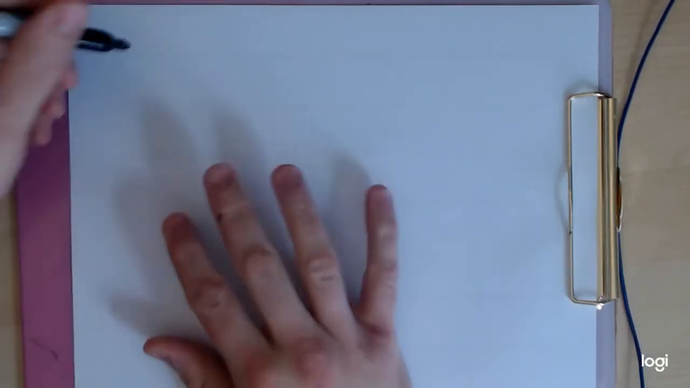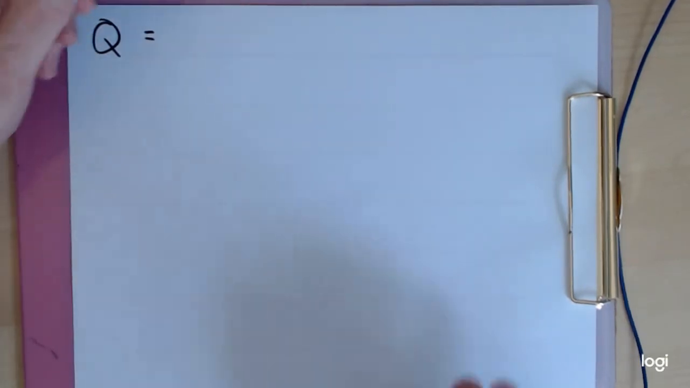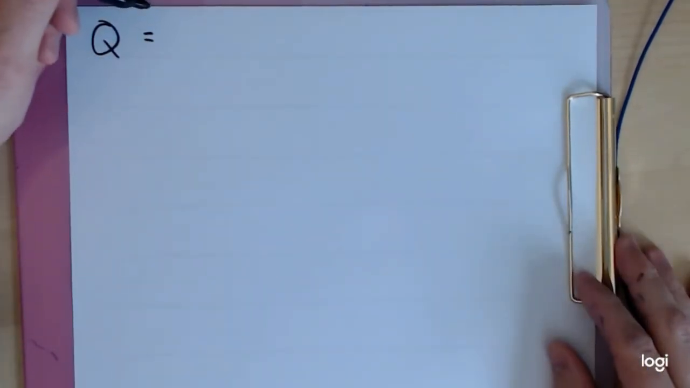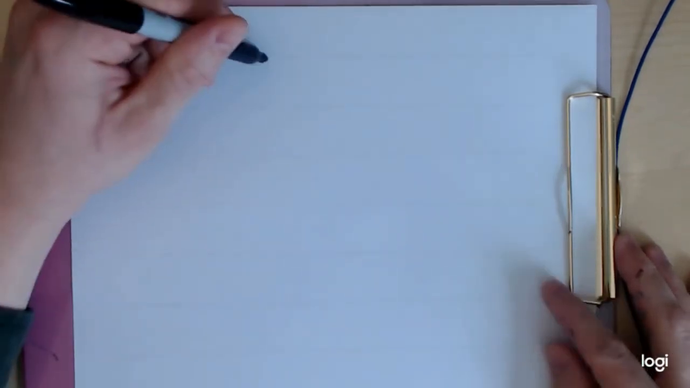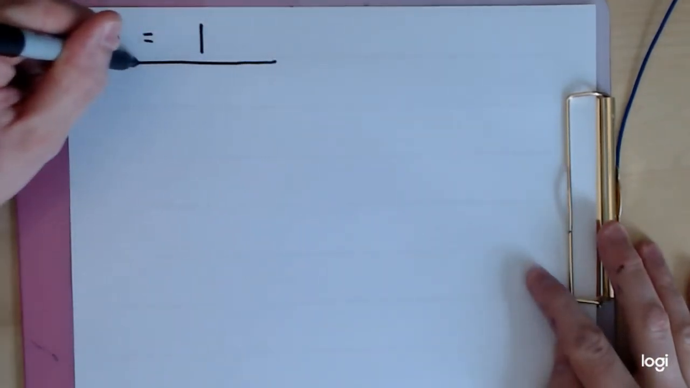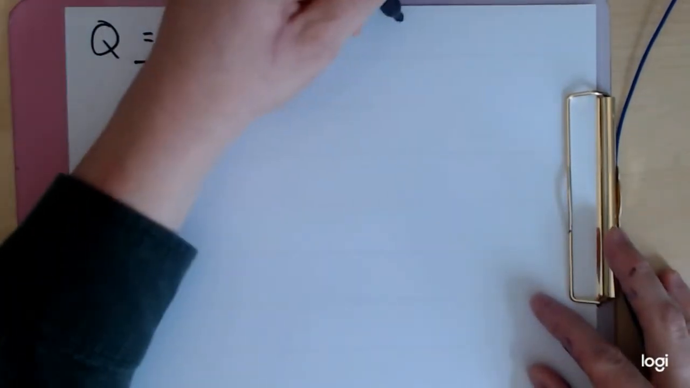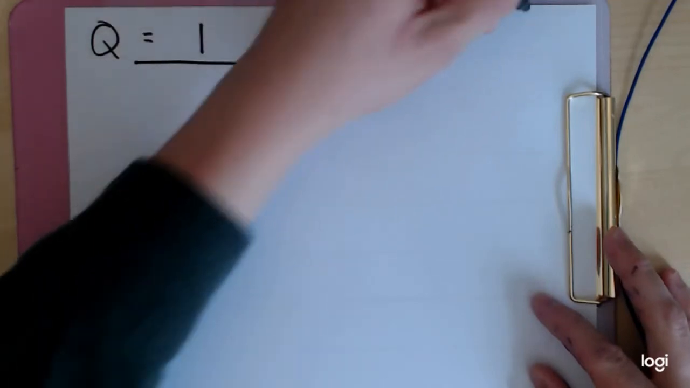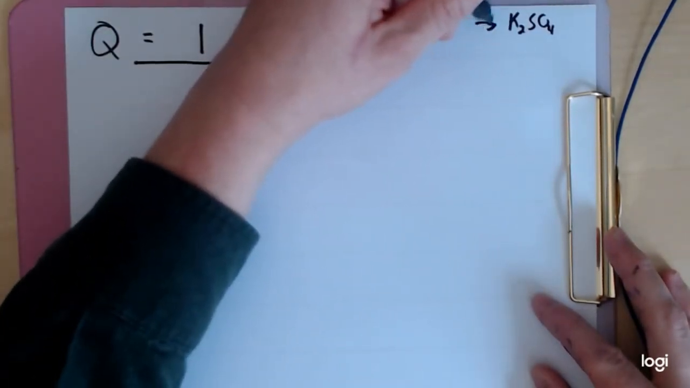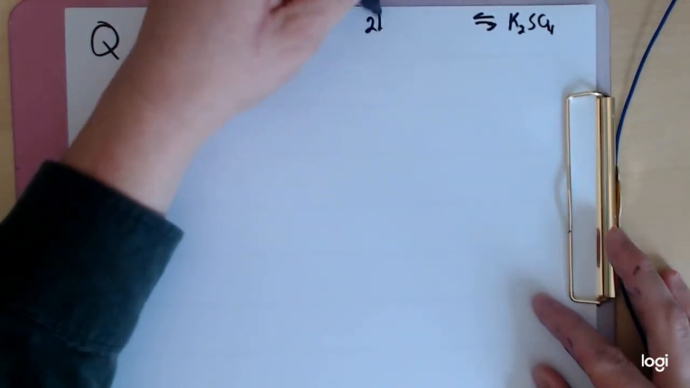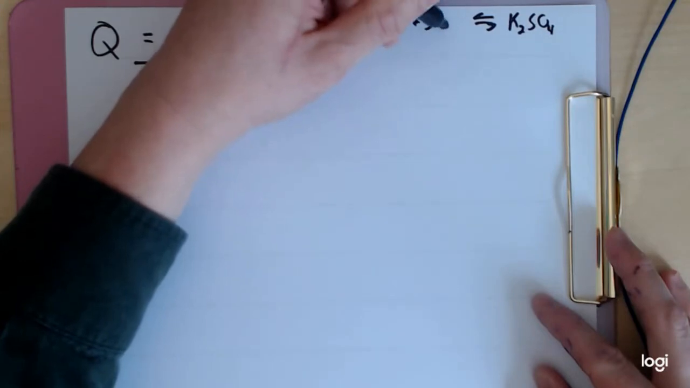Okay, so let's begin by writing out our reaction quotient. The activity of the product, potassium sulfate, is that of a solid, and so the activity of a solid is 1. Again, we can just easily set that aside. And then you'll recall that the reaction is K2SO4 is produced by 2K+ and SO4 2-.